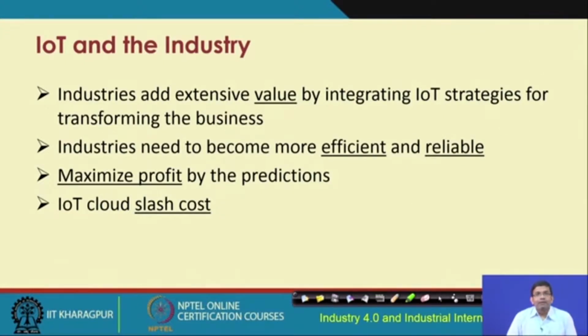Essentially, what is going to happen? We are going to improve efficiency, we are going to increase the reliability, safety, security, maximize the profit, maximize production, and at the same time we are going to slash the cost of production, the cost of manufacturing, the cost of the goods in turn. So, improving the productivity and reducing the cost are, in a nutshell, the benefits of integration of IoT solutions in the industry sector.